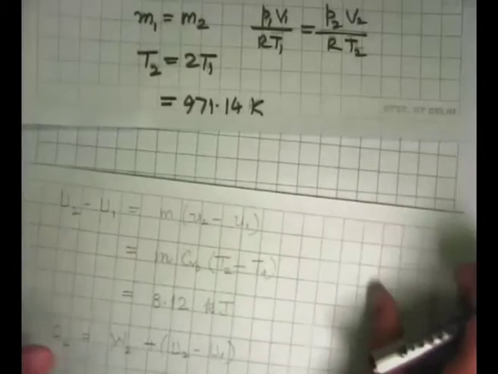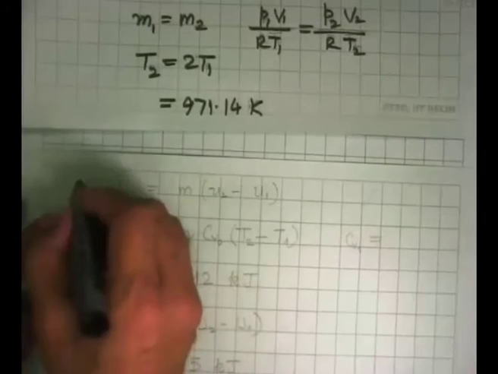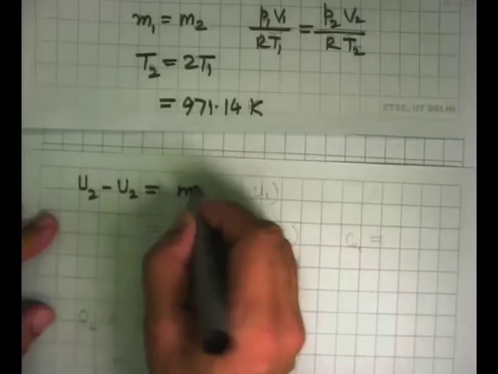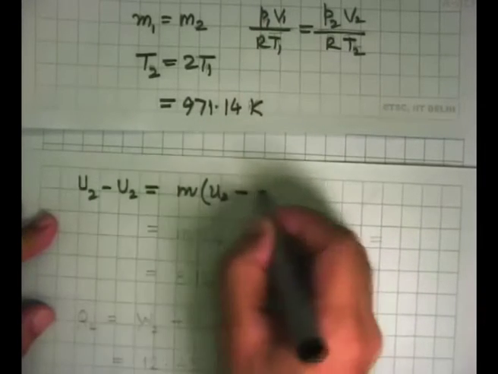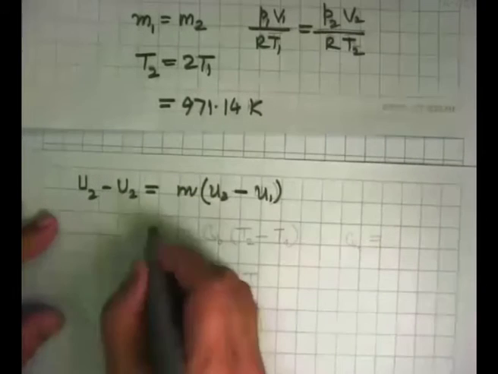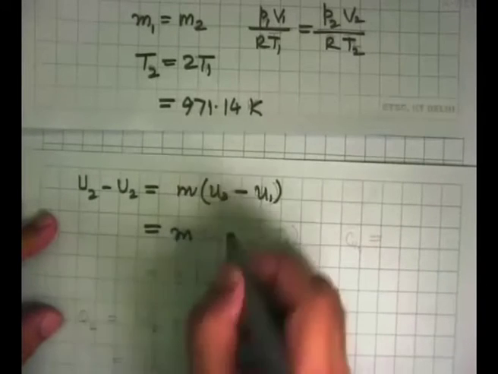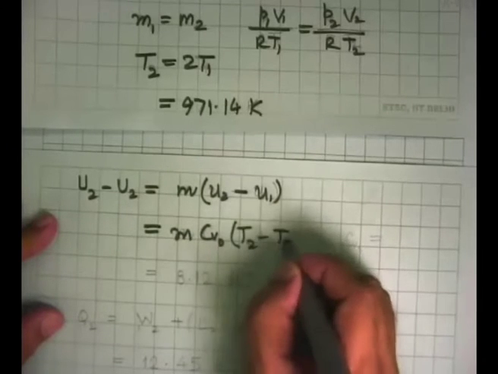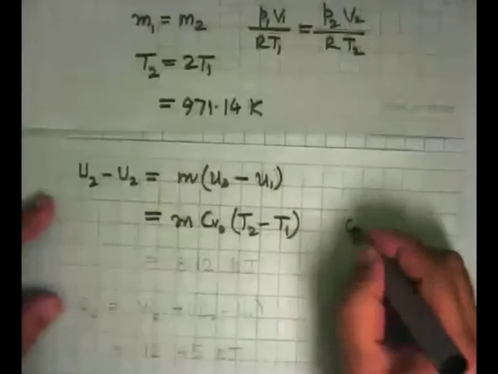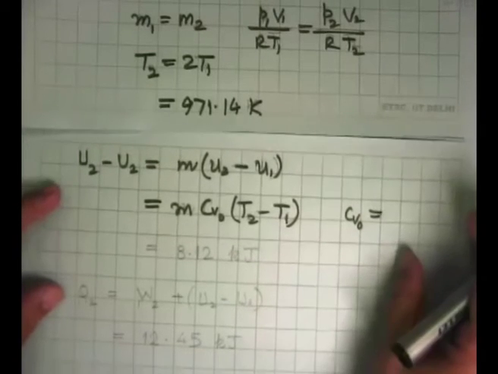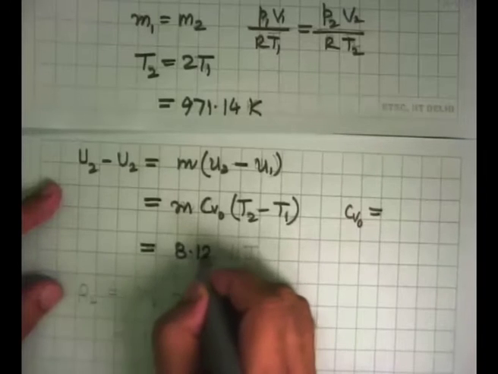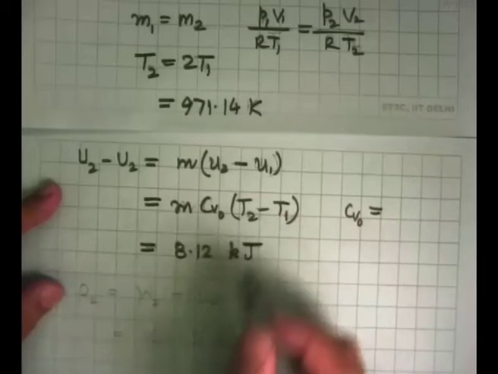Okay, so we got T1, we got T2, and what we now need is U2 minus U1. The formula for this is the same as what we had earlier. This is M times (U2 minus U1), which is equal to M CV0 (T2 minus T1). The CV0 value will come from the property tables, and if we do the calculation and substitution, this is 8.12 kilojoules.